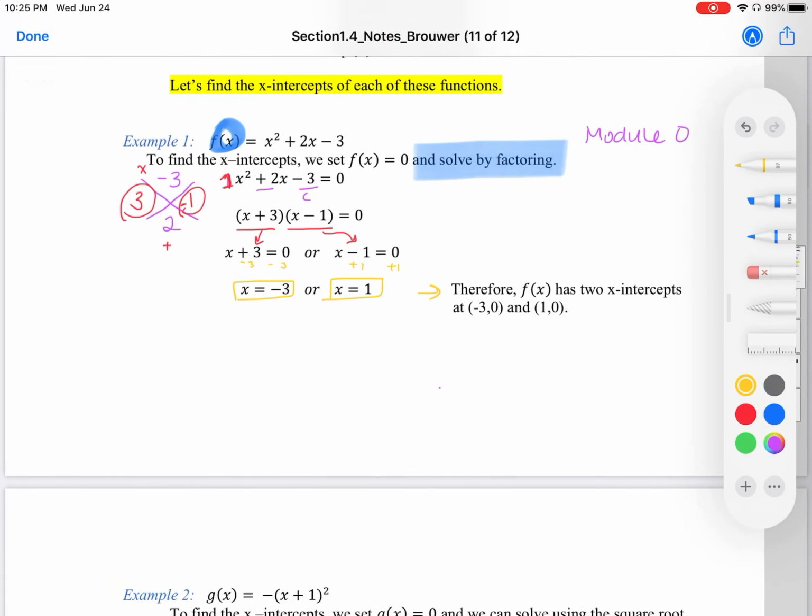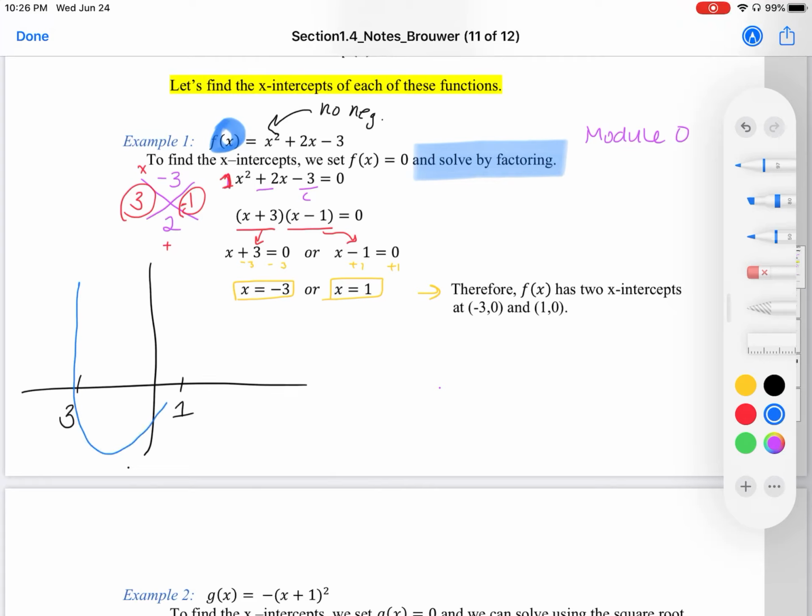So let's think about what we have. Just do a really rough sketch. -3 and +1. I know my parabola opens up because it doesn't begin with a negative. No negative sign, so it's going to open up. My parabola's going to look something like this. It's crossing those x-intercepts, touching those points. I don't know what my vertex is, but again, that's not really of importance right now.